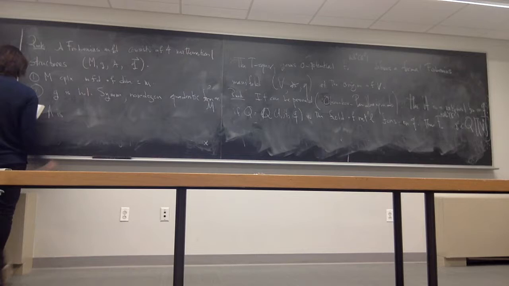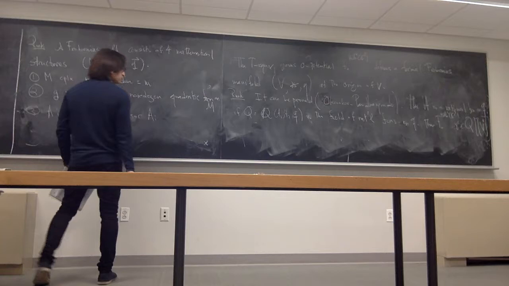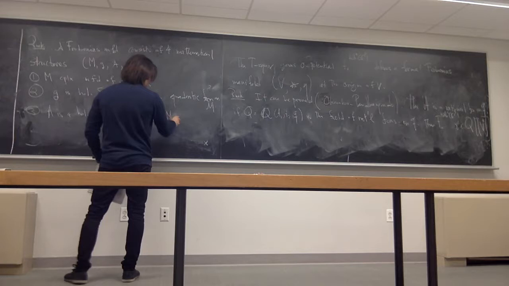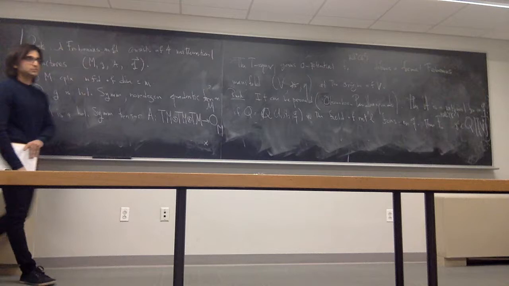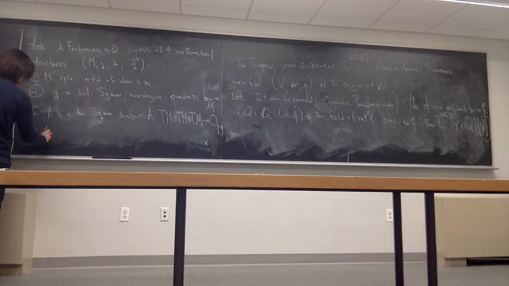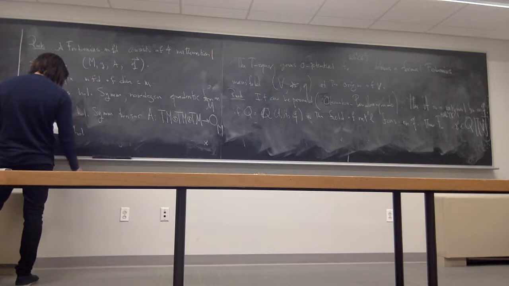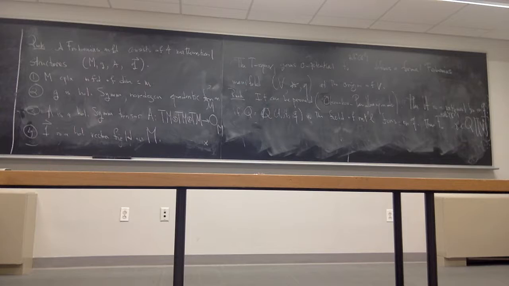Three, A is a holomorphic, symmetric tensor, which actually has this structure. So A is a tensor that takes you from TM times TM times TM to holomorphic functions on M. And this is the tangent bundle of M. You need to have that. And four, 1 is a holomorphic vector field on M. So first, G should be quadratic here. Yes. Oh, that's right. Sorry.